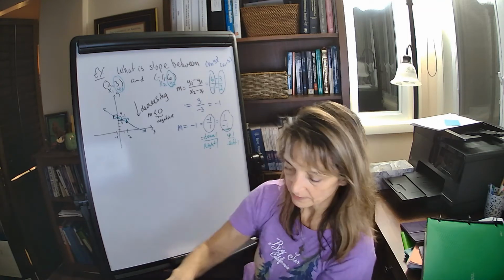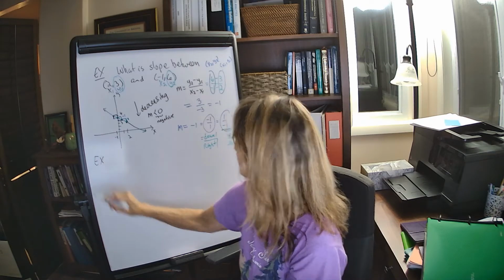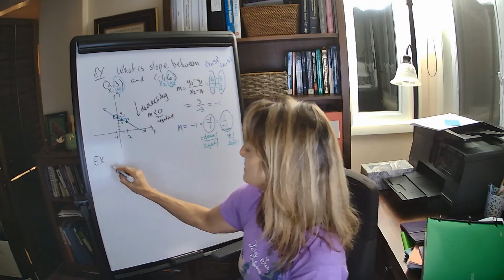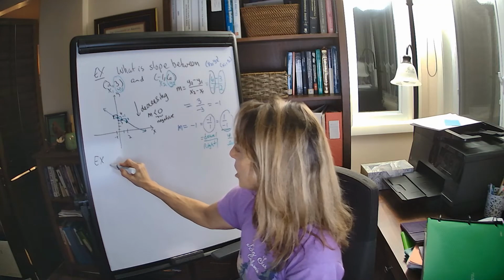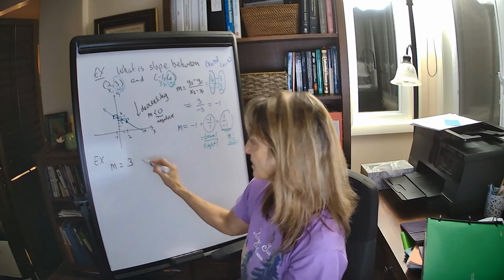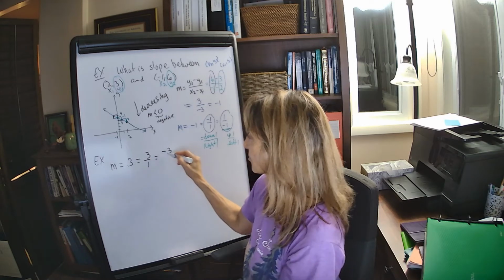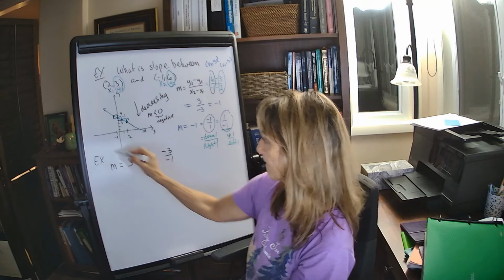All right, the next one, I'm just going to do a few examples. So let's say our slope is 3. Then that means that could be a 3 over 1 or a negative 3 over negative 1.